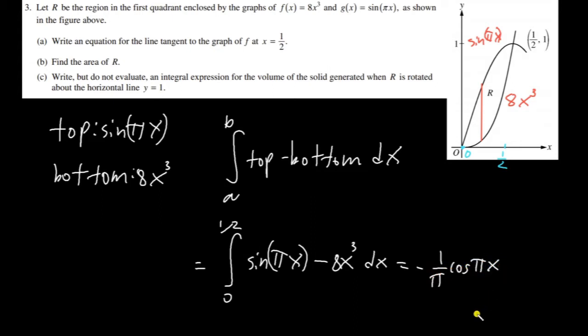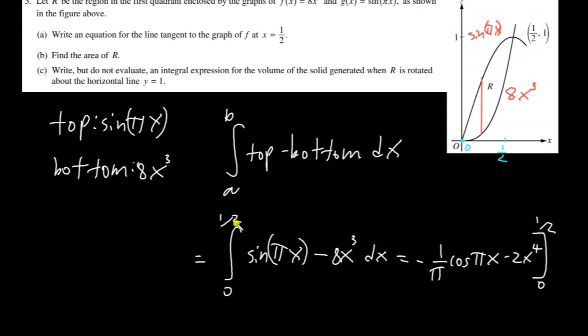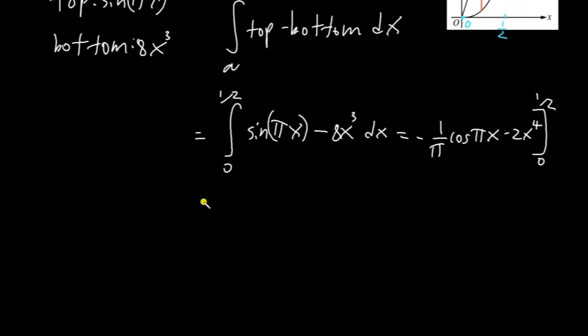U substitutions are a really good skill to have memorized, or you should be able to do them in your head. In this one you simply add 1 and divide. So you add 1, 4 divided by 4, 8 divided by 4 is 2, so it's minus 2x to the 4th. Then this is being evaluated from 0 to 1/2.